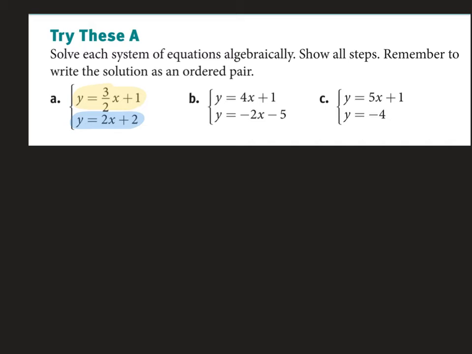Okay, now, seeing that they both equal y, what I'm going to do is set the 3/2 x plus 1 equal to 2x plus 2. Make sure you see why we're able to do that. If they both equal y, that means they must both equal each other. So we're going to go ahead and solve for x, okay?